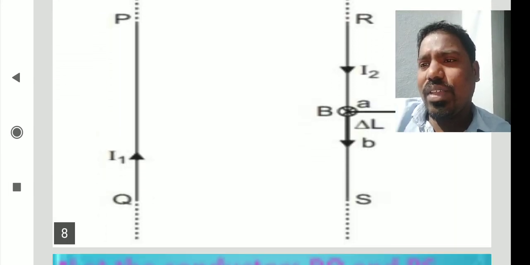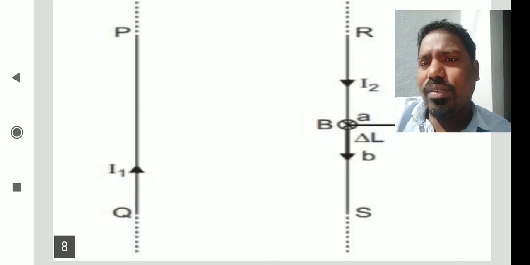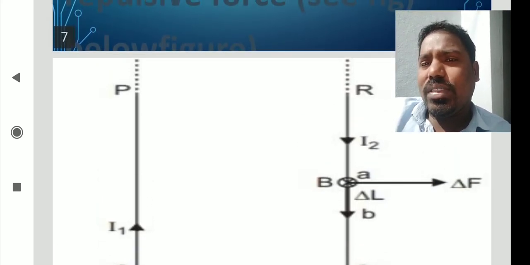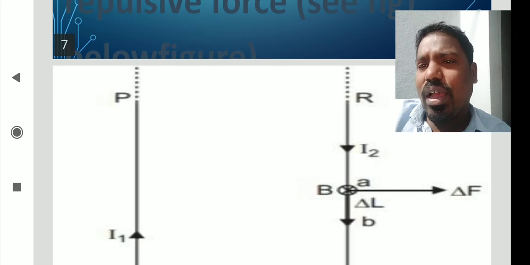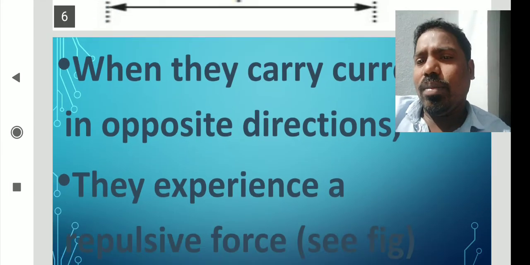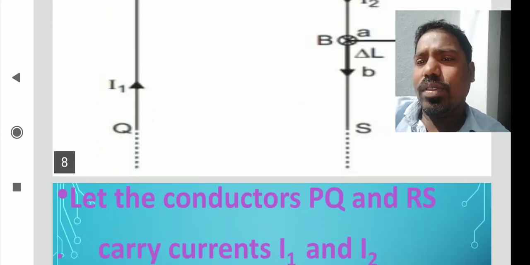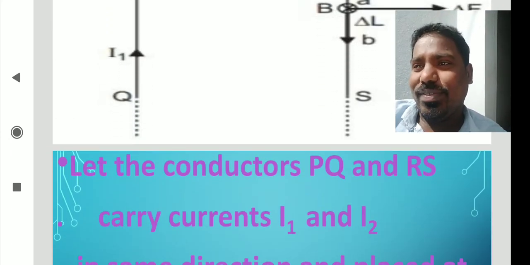You can see the figure: PQ with current I1, RS with current I2. But see the arrow mark. The arrow mark is away from the RS conductor, but in the previous case it is towards the conductor. Previously, RS was moving towards the PQ conductor, but here RS is moving away from PQ. So this is a repulsive force.